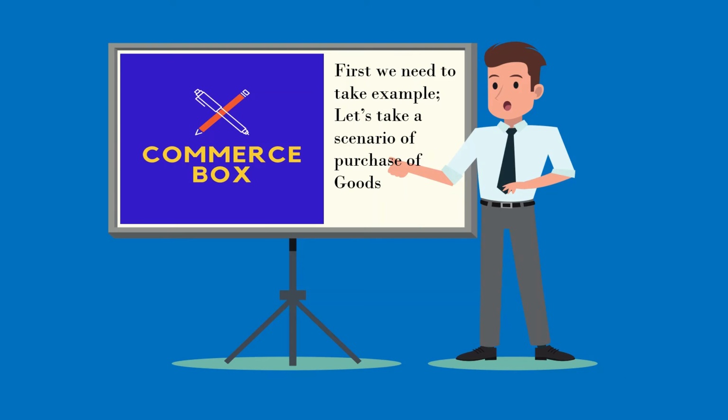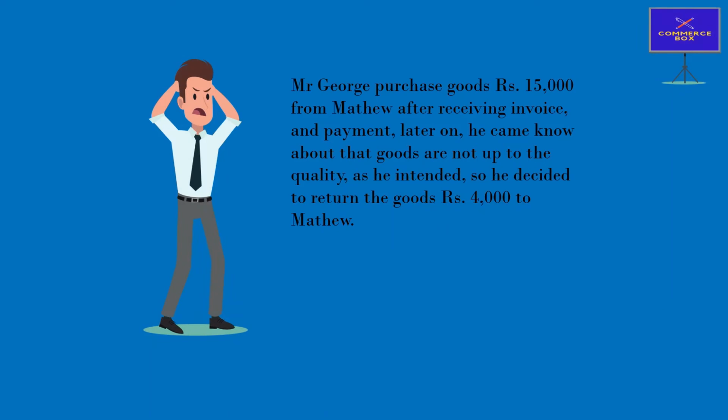So here we take the example of purchasing goods. Mr. George purchased rupees 15,000 of goods from one of his vendors, Mr. Matthew. After receiving the invoice and goods and making the payment, he came to know that the goods are not up to the quality as he intended. The goods are of inferior quality, worth rupees 4,000, and he needs to return those goods to Mr. Matthew.